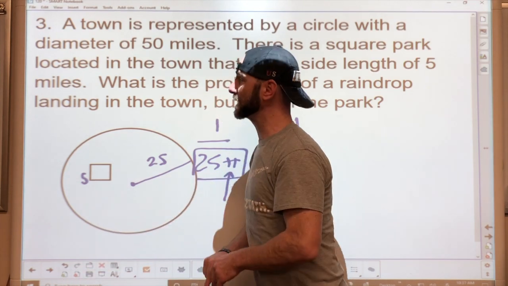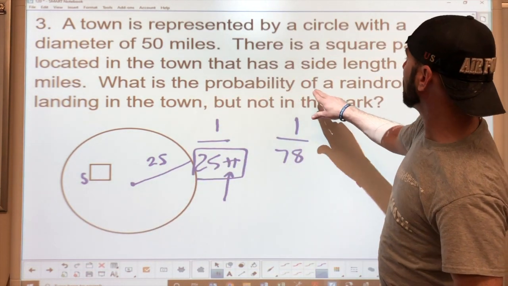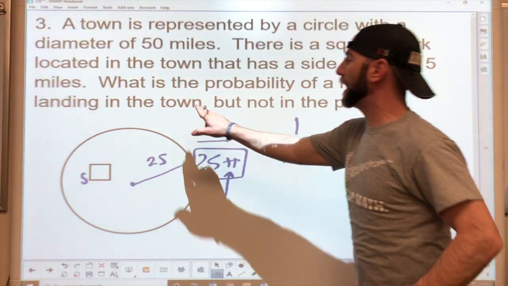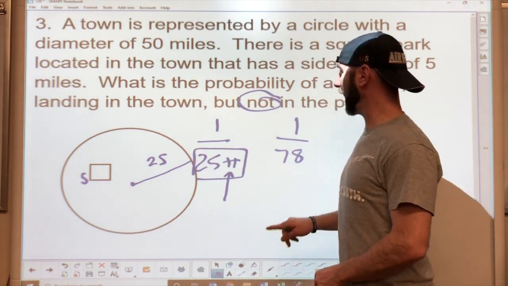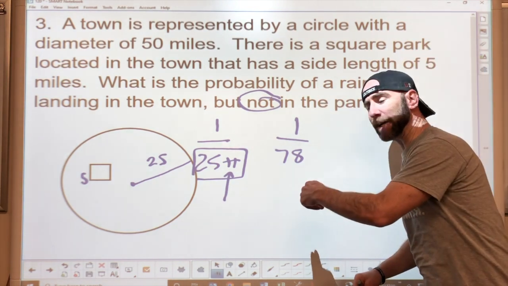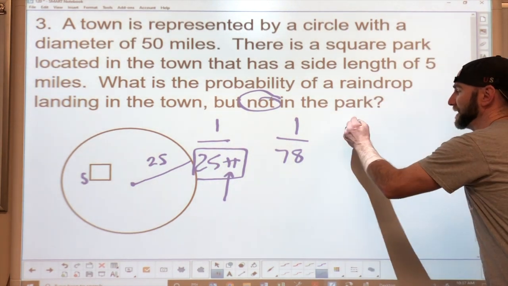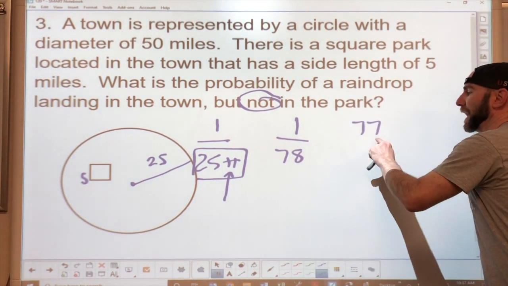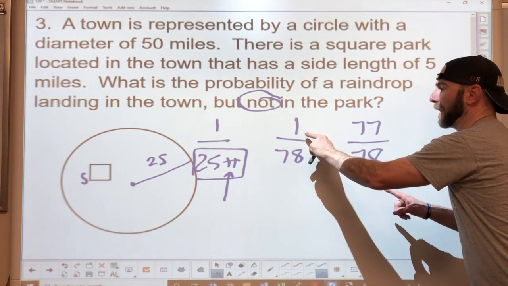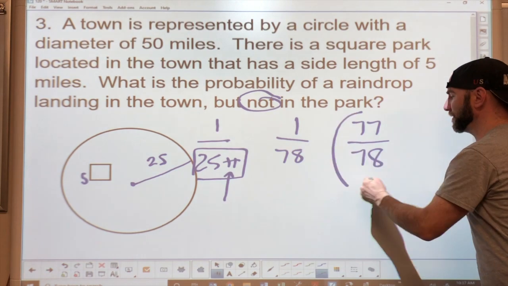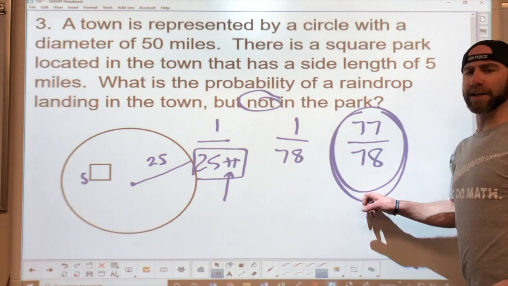But the question asks, what is the probability of a raindrop landing in the town but not in the park? So if 78 raindrops fall, 77 of them will land in the town and one of them will land in the park. So this right there is your final answer.